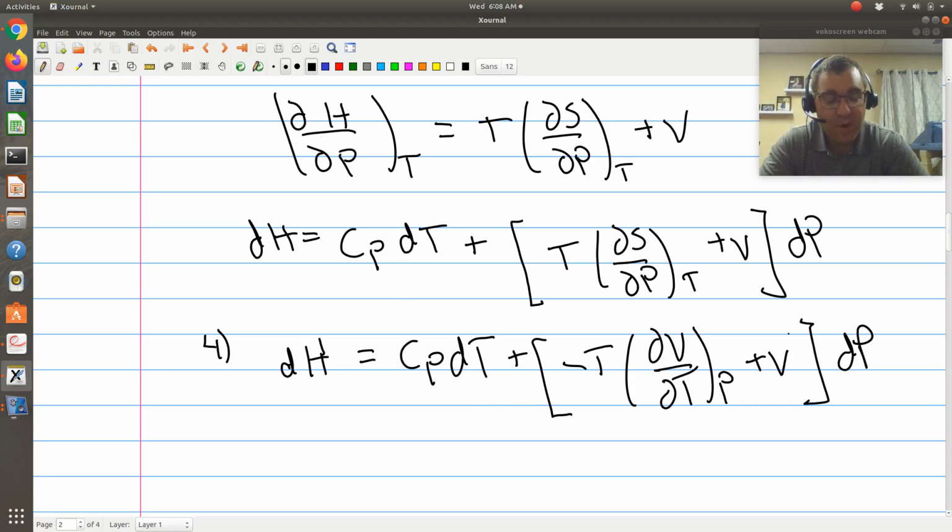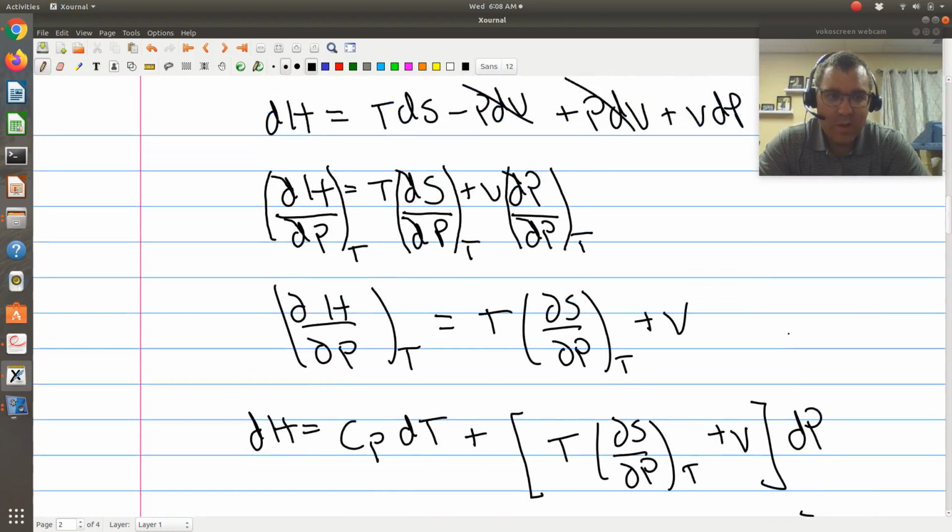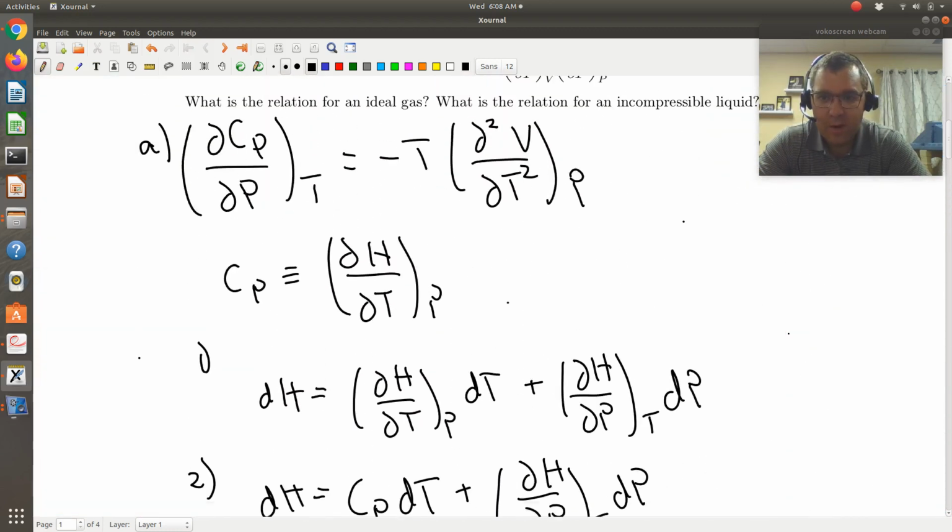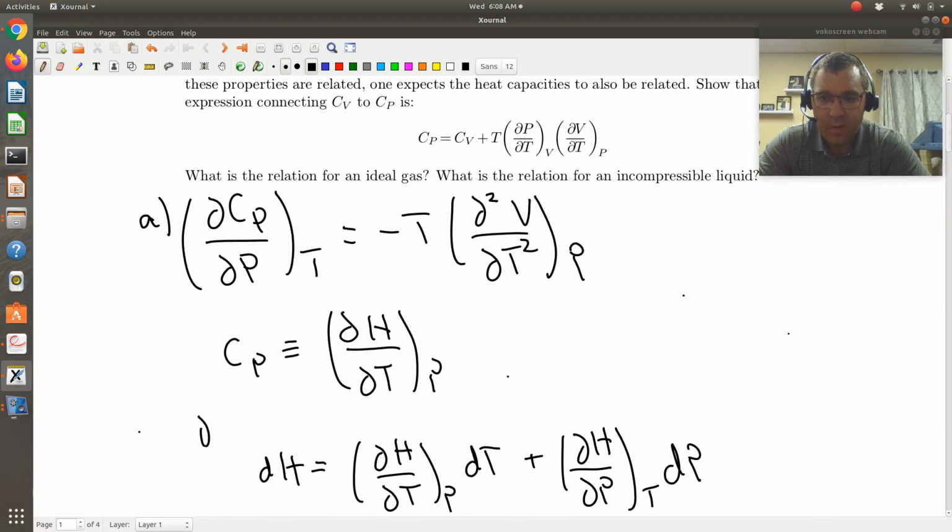Now how does that help us out? Well, what we're interested in showing is that partial Cp, partial P at constant T, is equal to negative T times the second partial derivative of V with respect to T squared at constant P. So we want to show this.